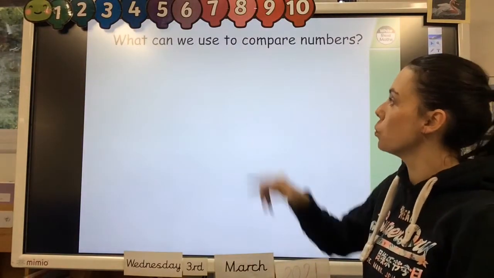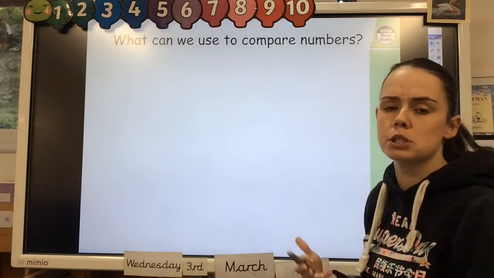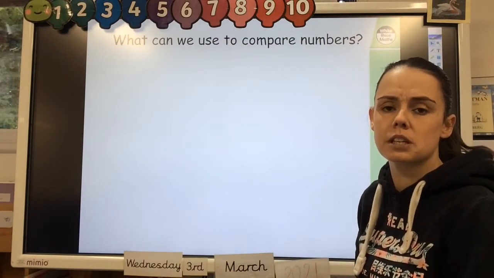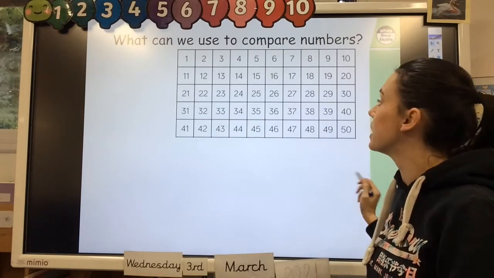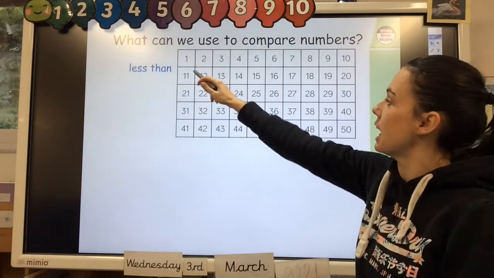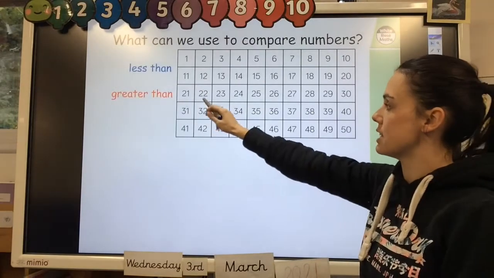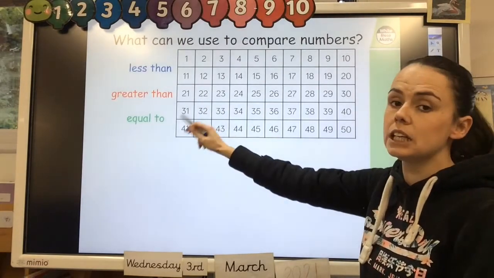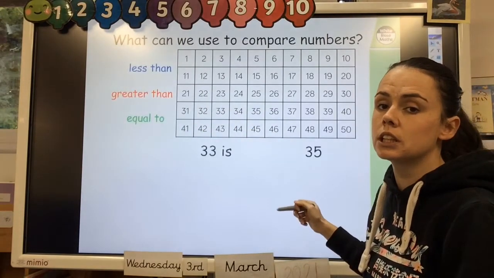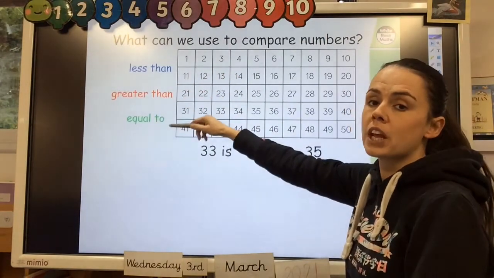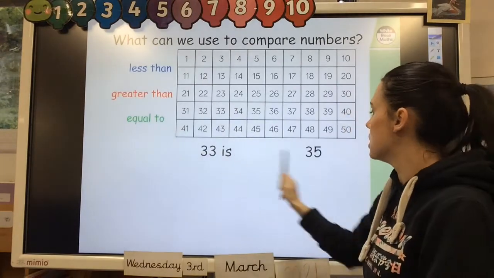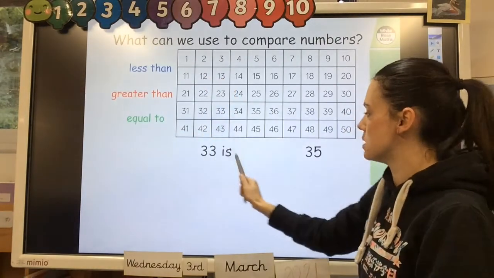Right. What can we use to compare numbers? We've got a number square. Less than, greater than, equals to. So, these are our 3 words that we're going to look at today, and then we've got our number sentence here, and we need to put one of those in here.